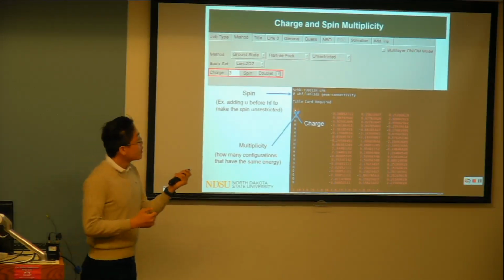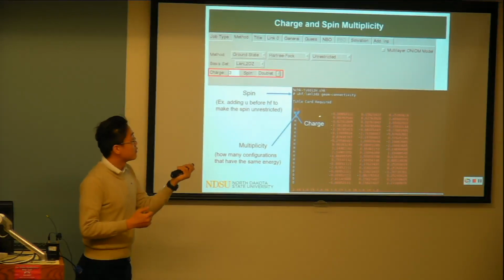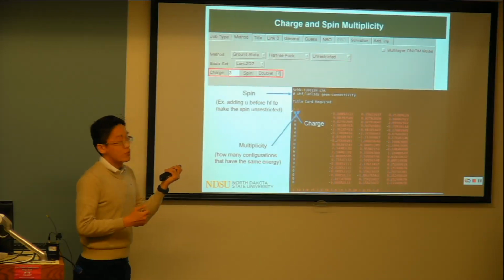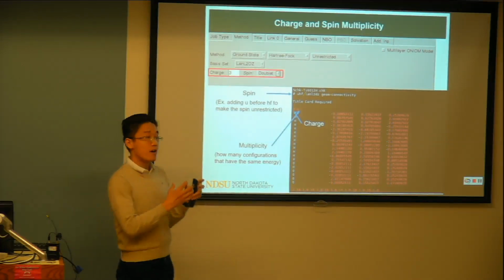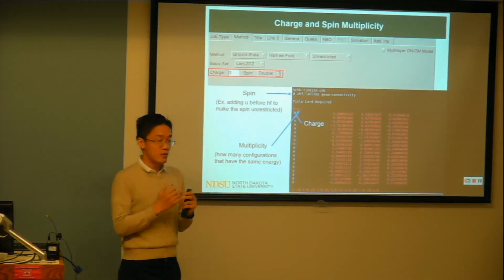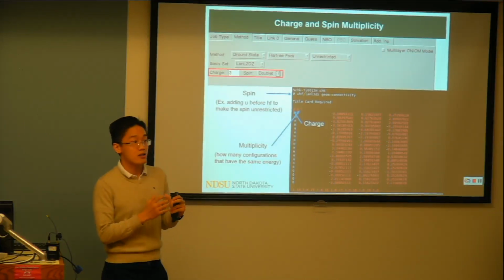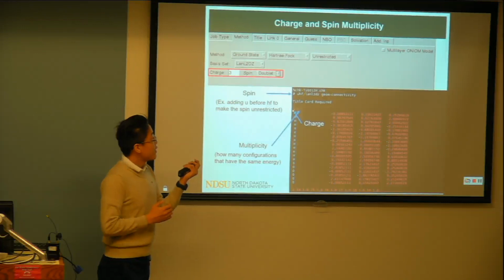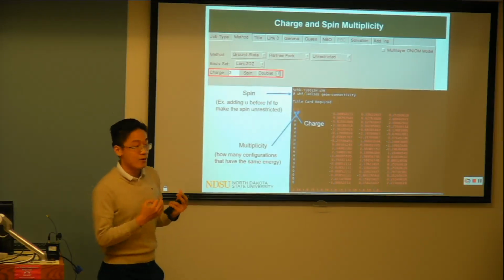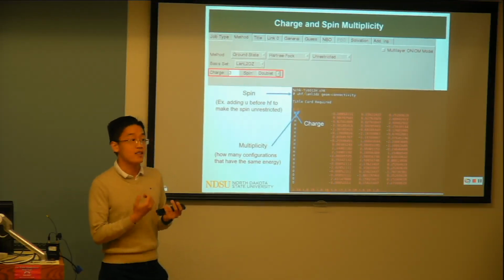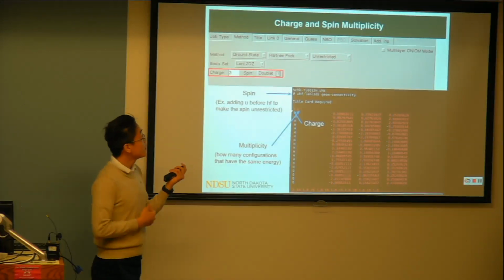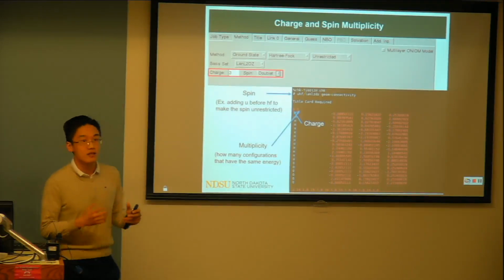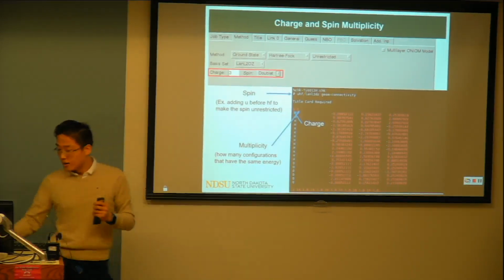And also, there are two values in front of the coordinates. So the first one refers to the charge. For example, if the value is 0, which means the number of positive charges equals the number of negative charges. Here, the value is 3, which means 3 more positive charges than negative charges. And the second value refers to the multiplicity, which means how many configurations can have the same energy.